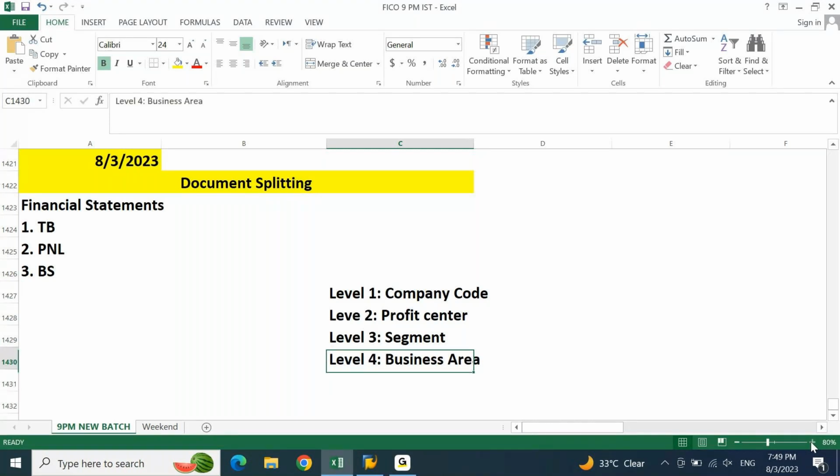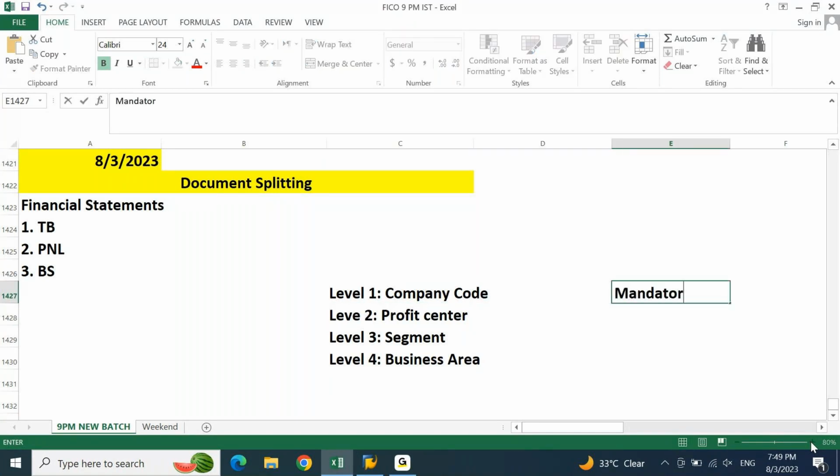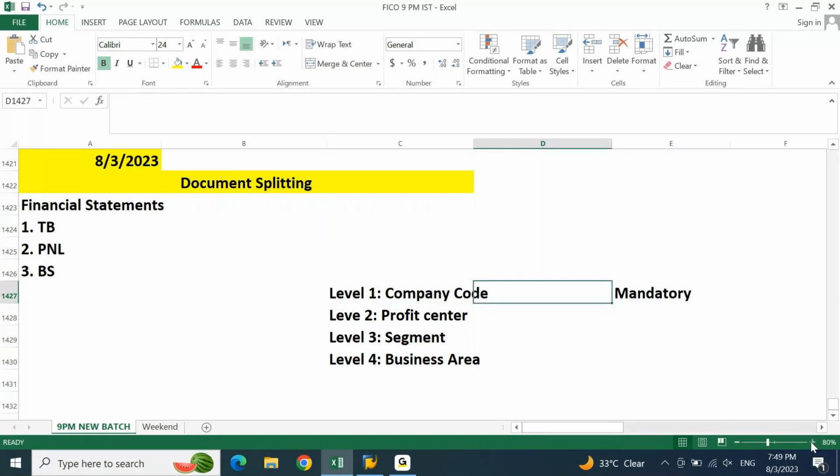Point number one, or level one, is company code. This is mandatory. Generation of your financial statements, in short TB, P&L, balance sheet, at company code level is mandatory because you must submit your reporting at your company code level, in short at your legal entity level. So no other exception to it. When you are generating TB, P&L, balance sheet at company code level, you are combining everything. All the transactions related to your organization are grouped together at company code level.